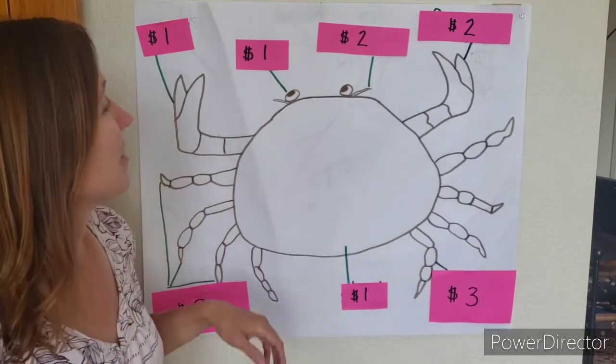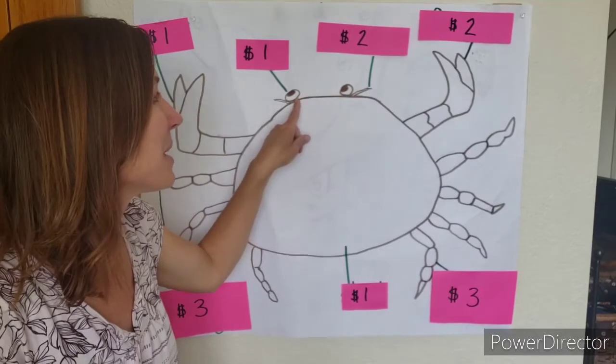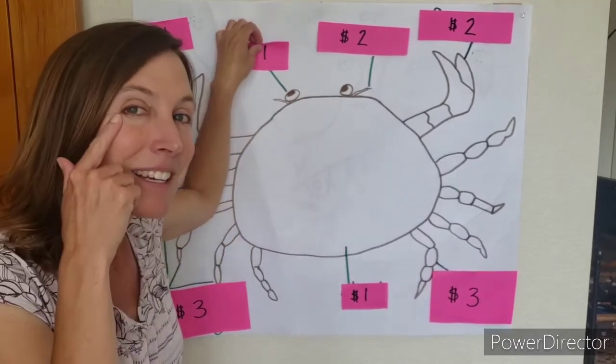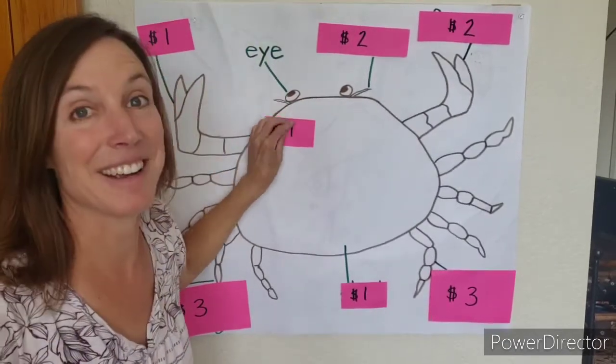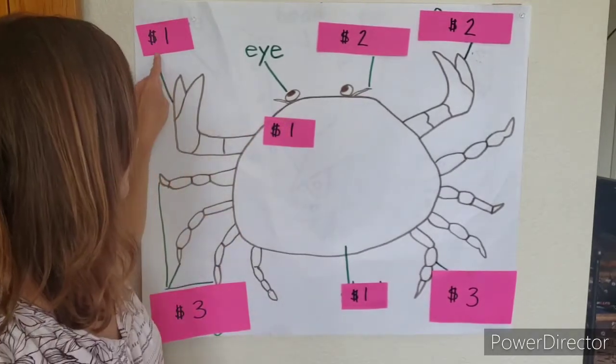So let's start with the easy ones. What body part is this? There's 2 of them. We have them too. It's an eye.